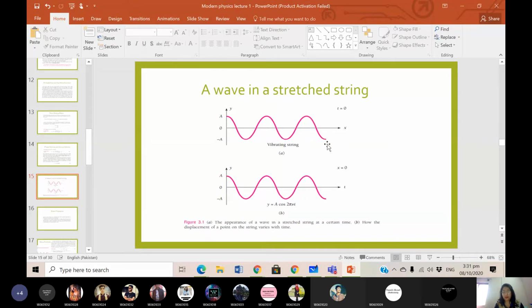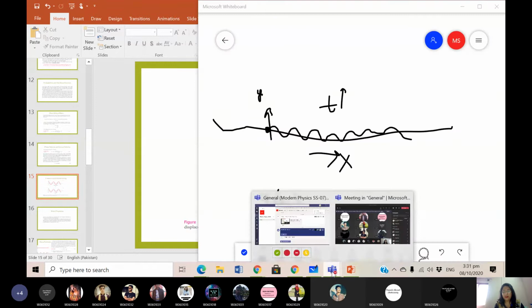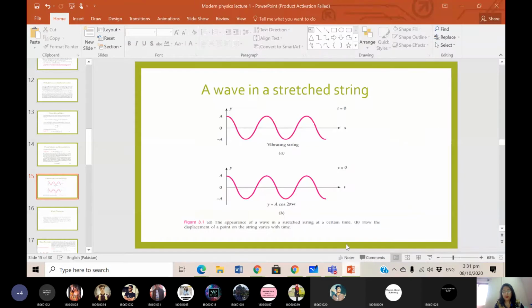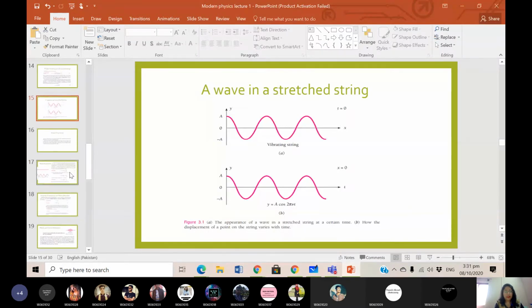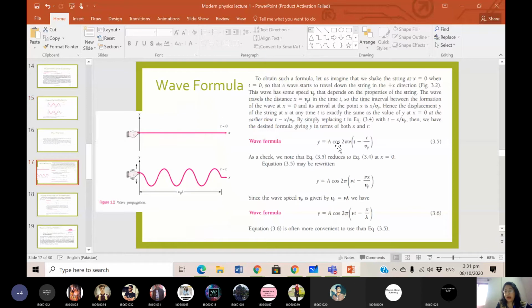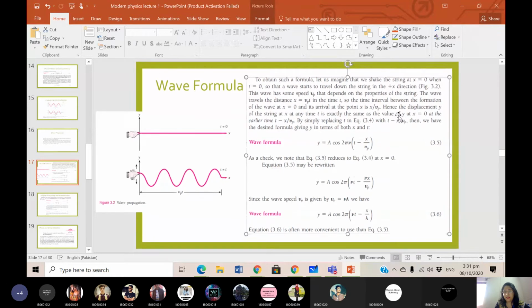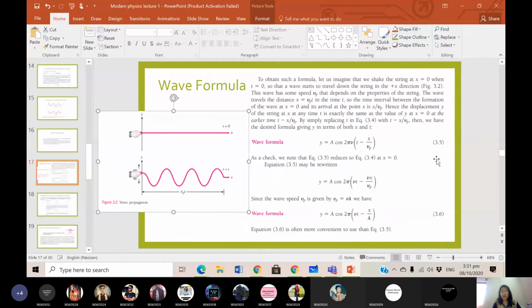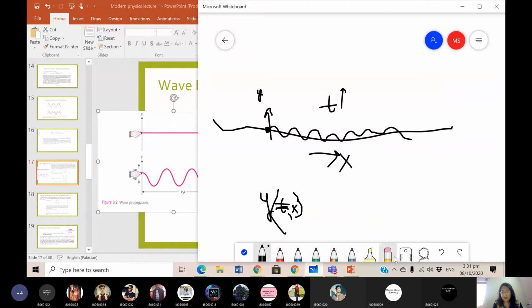This is what this wave is showing us. So we want basically a graph that will show an equation that will give us y in terms of t and x. So now what we're saying is that the displacement y of the string at any position x at any time t is exactly the same value as y at x equals 0 at the earlier time. So if we say t is minus x over vp, what will we get here? We will get the same displacement, y.